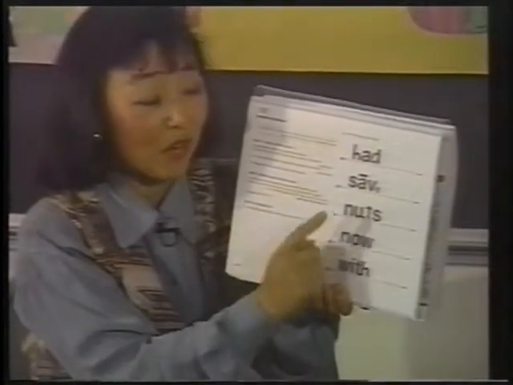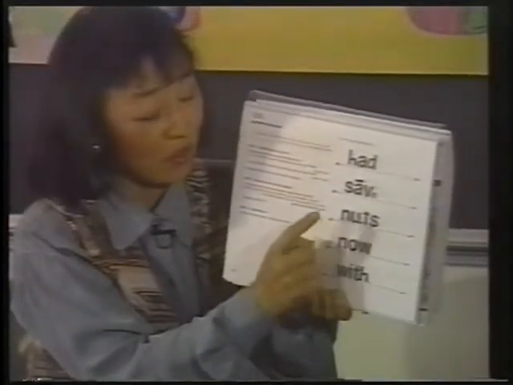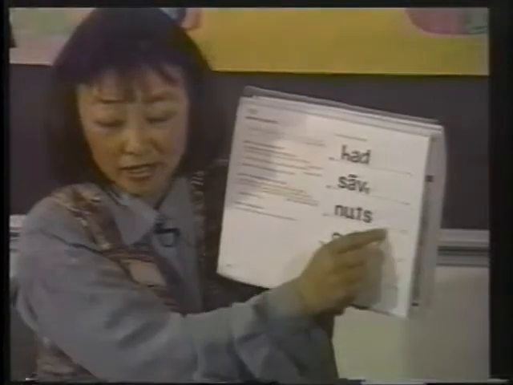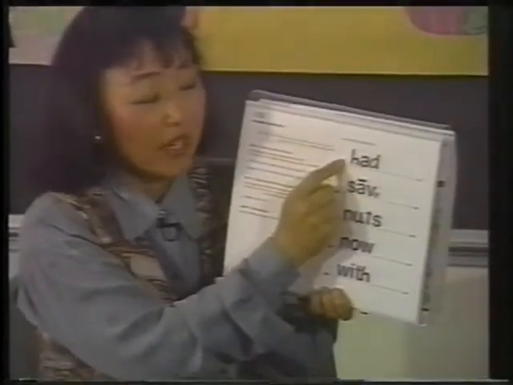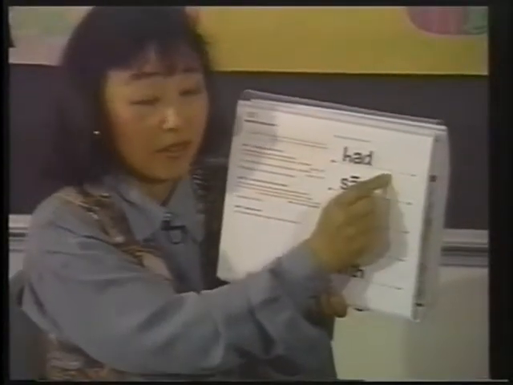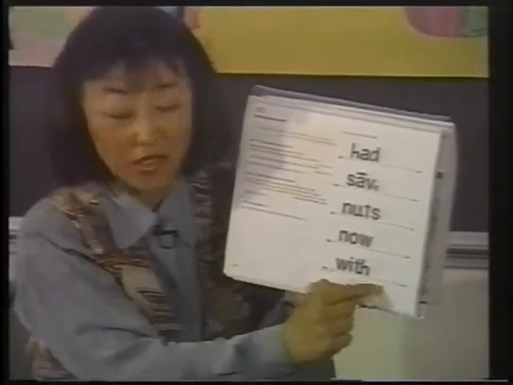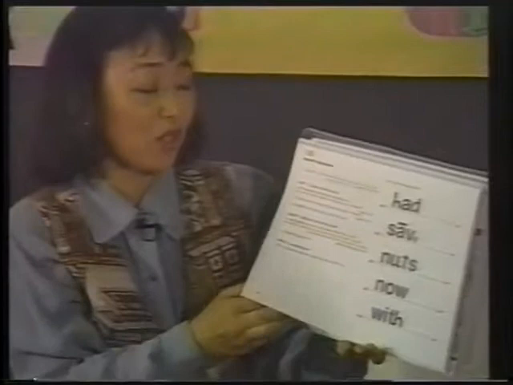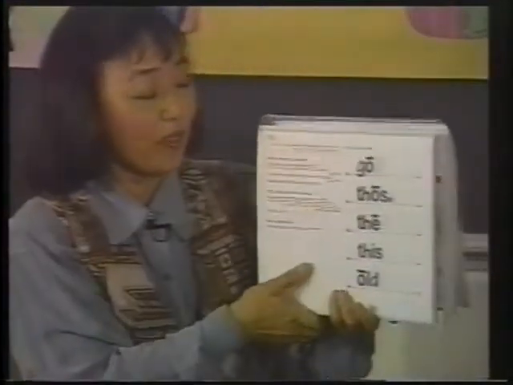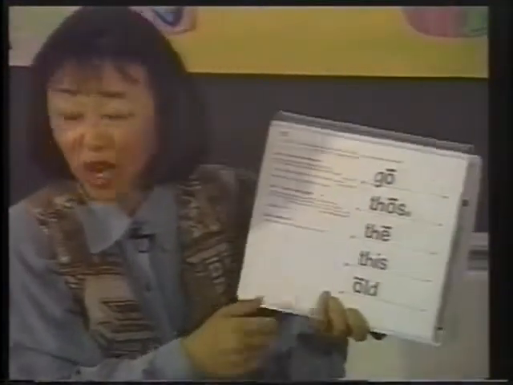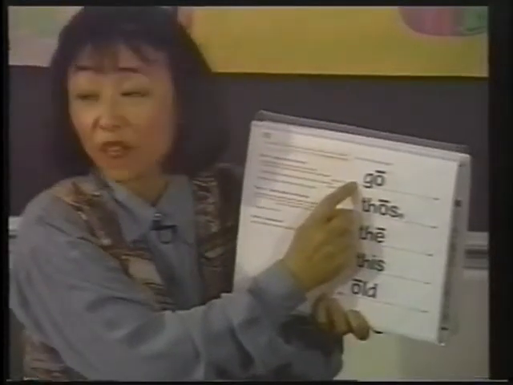Watch everyone else watch because you might get a turn. Here we go, Makoto. Get ready. Nuts. Yes, nuts. Kendra, get ready. Hat. Yes, had. Graham, get ready. With. Good job. Good saying those words. Okay, here we go. See if you can say all the words without making a mistake. We're going to say these words the fast way.